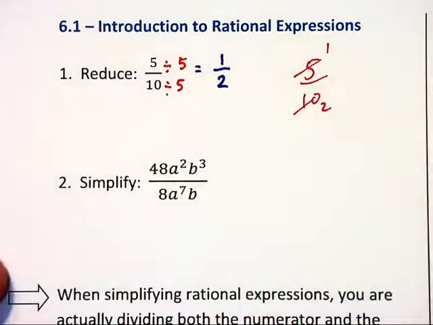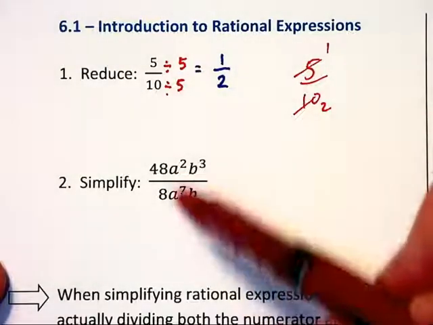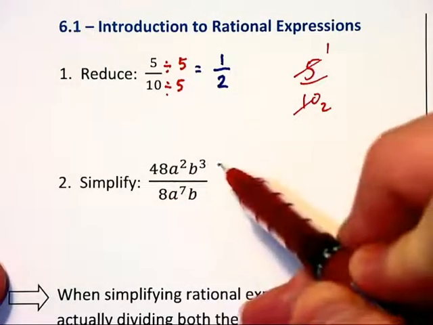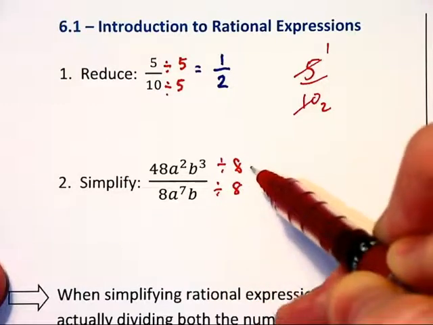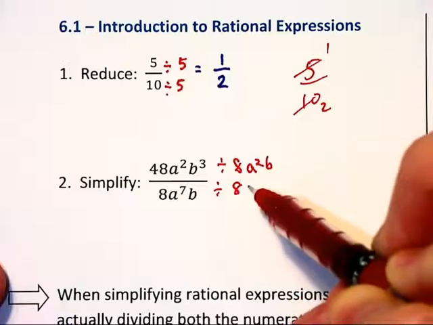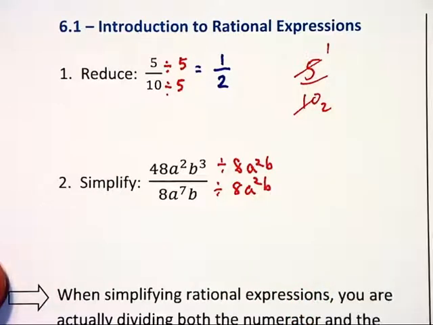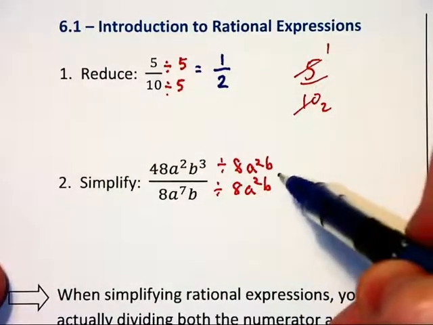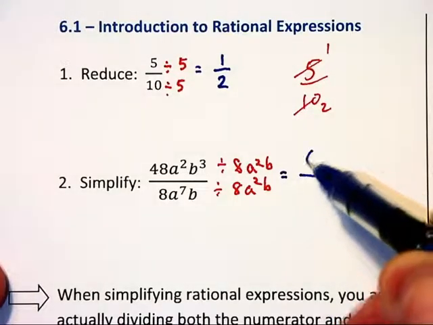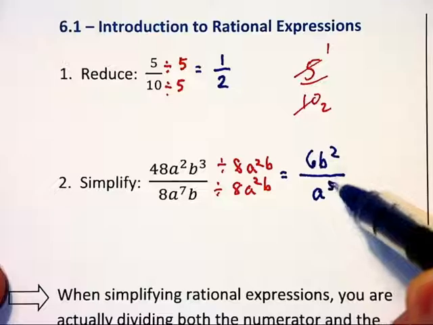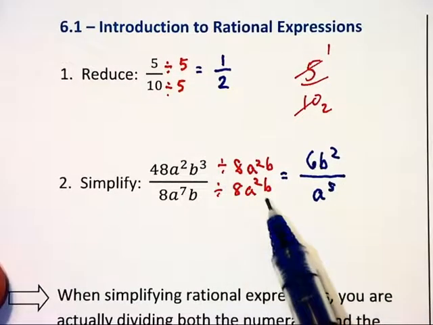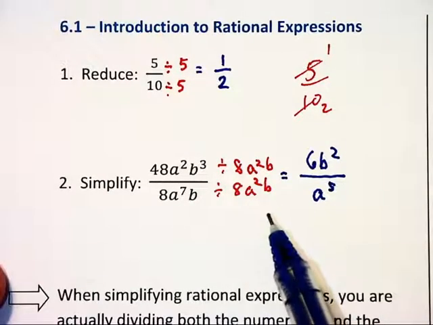Likewise, in this next problem, what goes into both the numerator and the denominator? Well, it turns out that we can divide each by 8. We can also divide by a squared and b. And when we do so, we are then left with a numerator of 6b squared and a denominator of a to the 5th.